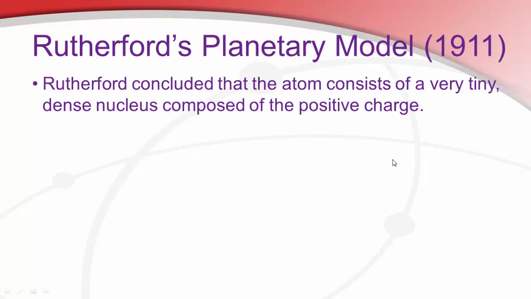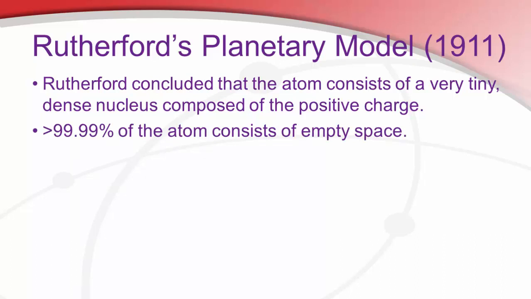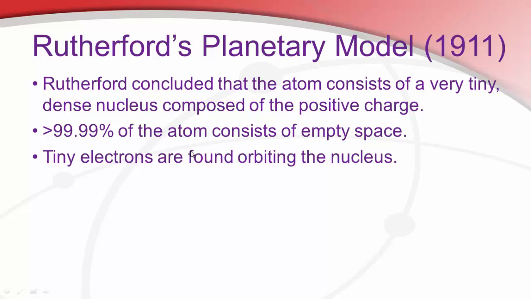Okay, so Rutherford's planetary model, he decided that the only model that was consistent with this deflection of a few of these alpha particles was if the positive charge in the atom was a very tiny, dense nucleus. And based on the number of alpha particles that was deflected, he concluded that more than 99.99% of the atom had to consist of simply empty space. And his theory was that electrons were orbiting the nucleus at a large distance.